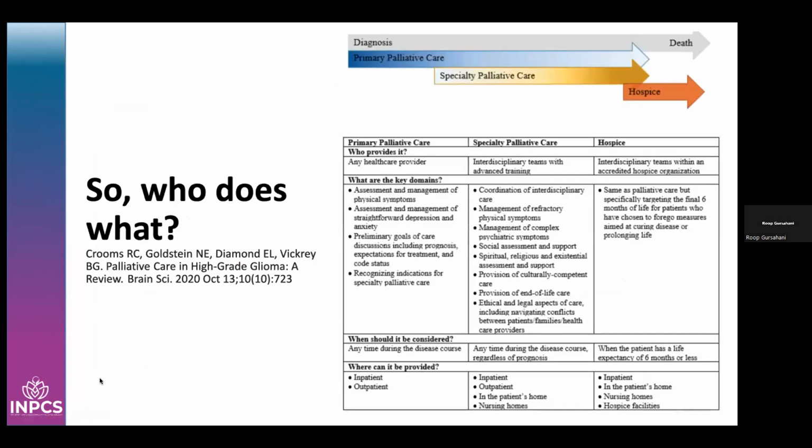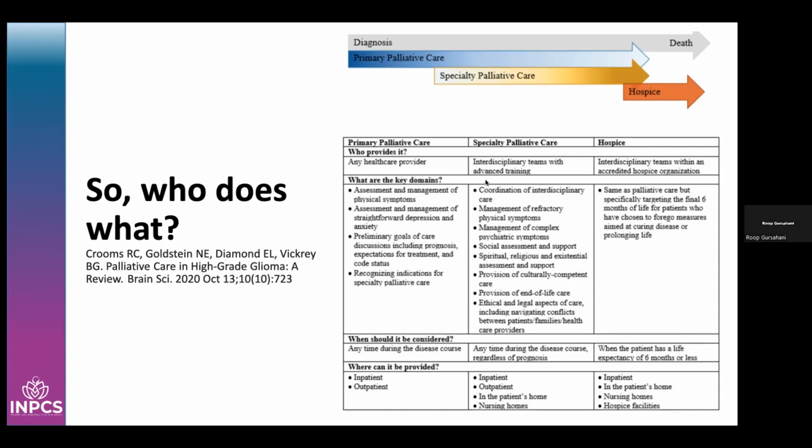When we look at providing palliative care, remember that we try and differentiate between primary and specialty palliative care. Remember that all of us, even those of us who are not qualified fully in palliative care, are supposed to provide primary palliative care. Our business is to manage physical symptoms, look at depression and anxiety, and at least begin the discussions, and also recognize the indications for specialty palliative care.